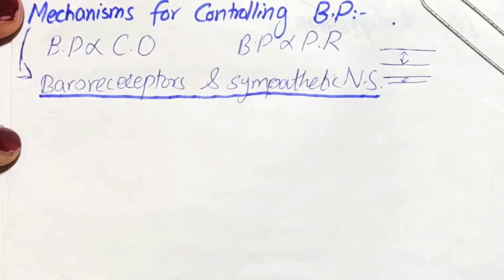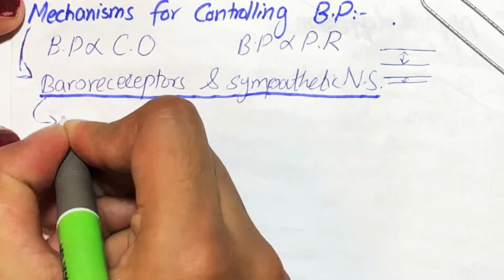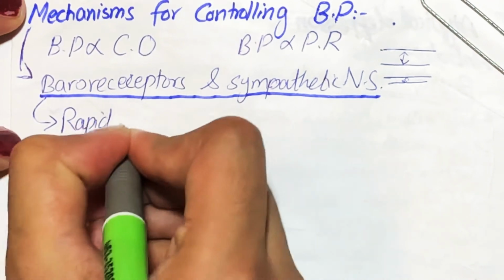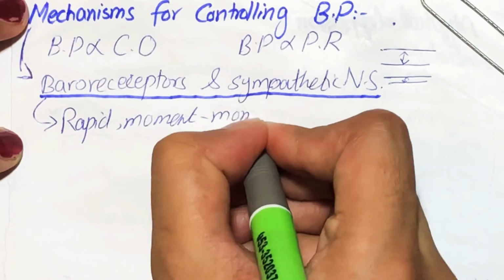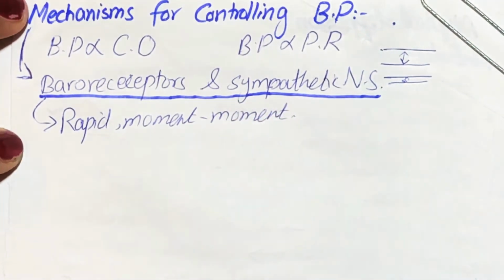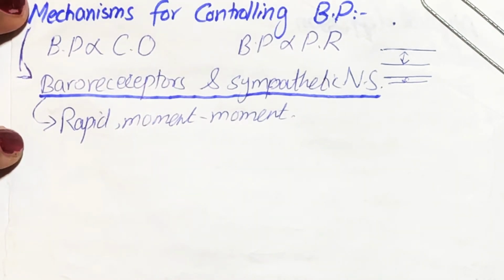There are baroreflexes which act by changing the activity of the sympathetic nervous system. So therefore they are rapid, moment to moment responses. So these are fast and rapid kinds of responses for the regulation of blood pressure. This is not something long term. This is short term and rapid responses.